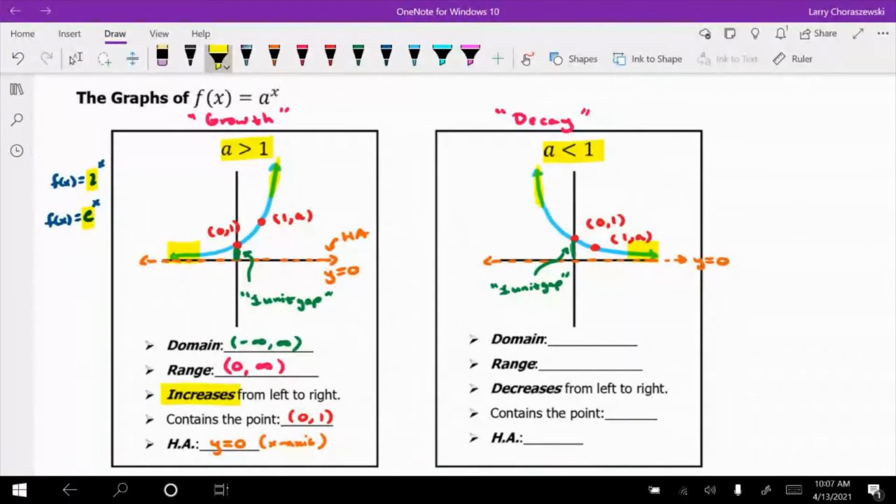Now, what's fascinating about this is that basically everything in terms of the specs, the domain, range, and so forth, most everything is the same, with exception to the behavior. So with a graph where the base is less than 1, we have a graph that decreases from left to right. But other than that, the domain will still be all real numbers. The range, (0, infinity), contains the point (0, 1), and also (1, a), but I'll just write (0, 1). And then the horizontal asymptote is y equals 0.